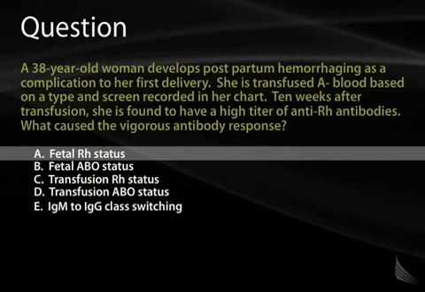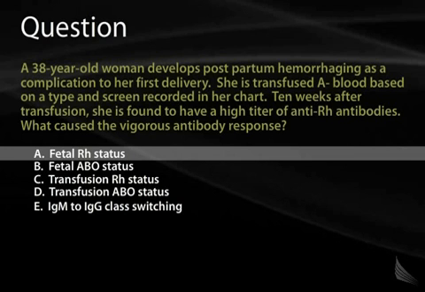The answer is A, fetal Rh status. How do we come about this? Well, we know that she's transfused A negative blood. If she's got negative blood, would she have a high titer of anti-Rh antibodies? No, they wouldn't respond to A negative blood, right? So we know that it's not from the transfusion, okay?